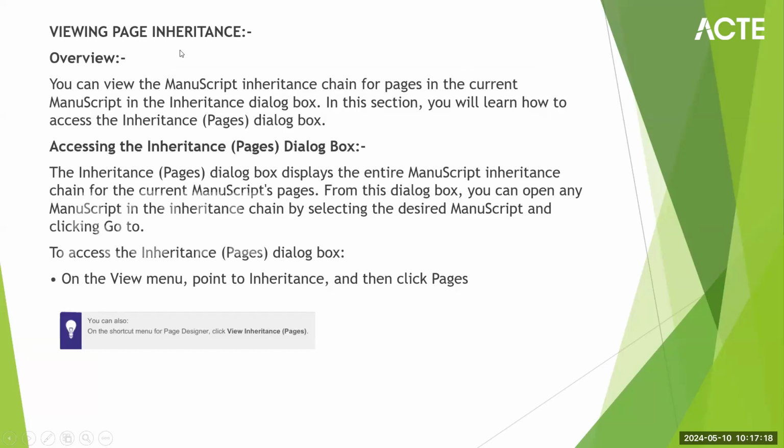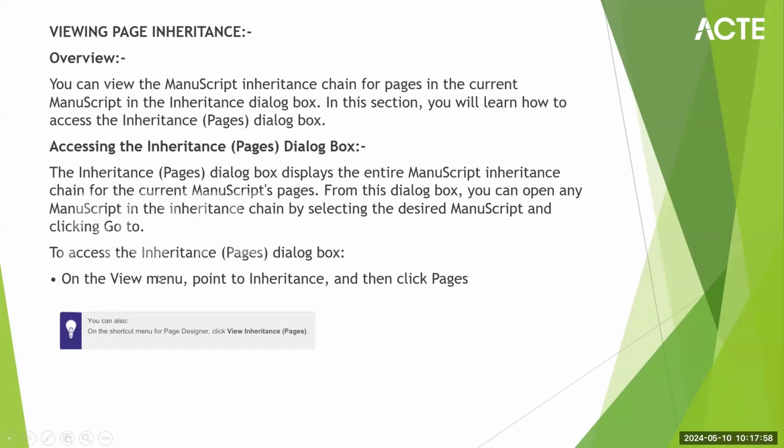Viewing page inheritance: if you want to know whether a particular page has any inheritance or not, you can view the manuscript inheritance chain for pages in the current manuscript in the inheritance dialog box. In this section you will learn how to access the inheritance dialog box. The inheritance dialog box displays the entire manuscript inheritance chain for the current manuscript pages. For this, you can open any manuscript in the inheritance chain by selecting the desired manuscript and clicking go to.